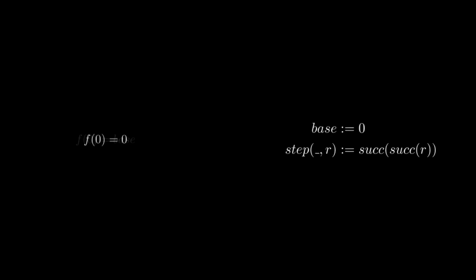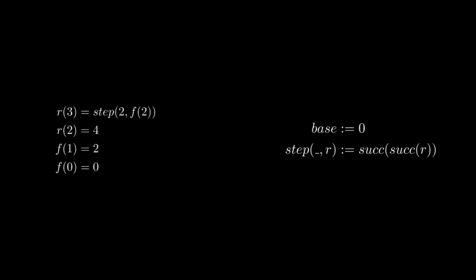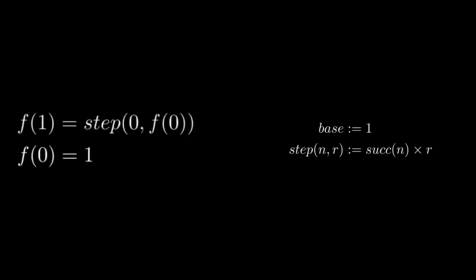To double a number, we have a similar application. For 0, we simply return 0. And for our step function, we simply take the result of the previous function and apply the successor function twice. Even factorial is easy to express.